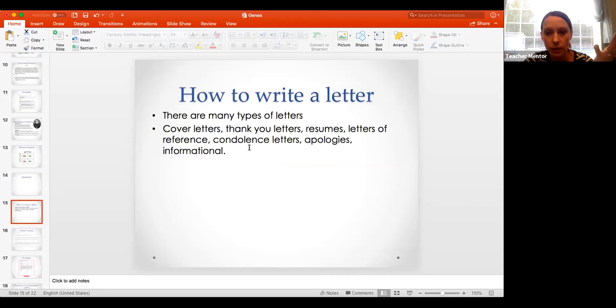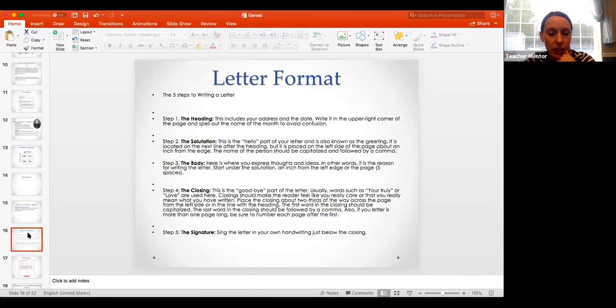I'm sure in English class you've done this before. Think about all the different types of letters that you could write. You're thinking about jobs, you could write a cover letter that would showcase your qualities and interest in a particular job. Sometimes you write thank you letters to people. You can write a letter for your resume, letters of reference, maybe as you're applying to schools. Condolence letters, giving your apologies or your thoughts to somebody. And then of course, informational letters, which is what we're going to be looking at.